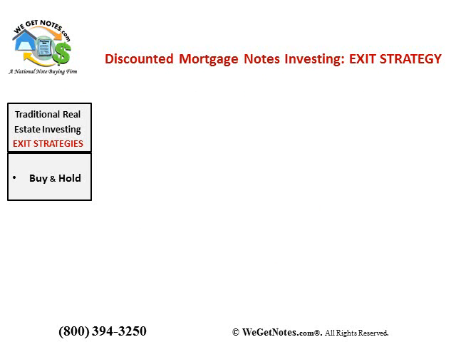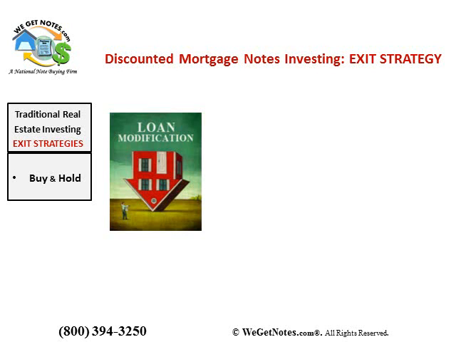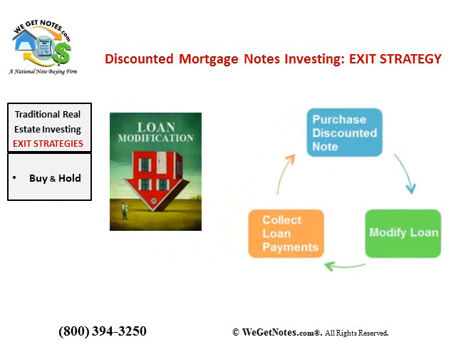The analogous exit strategy for the discounted note investor is the loan modification. Using this version of the buy and hold strategy, the discounted note investor will purchase a discounted note, modify or reinstate the loan, and then hold the note, collecting loan payments over time.